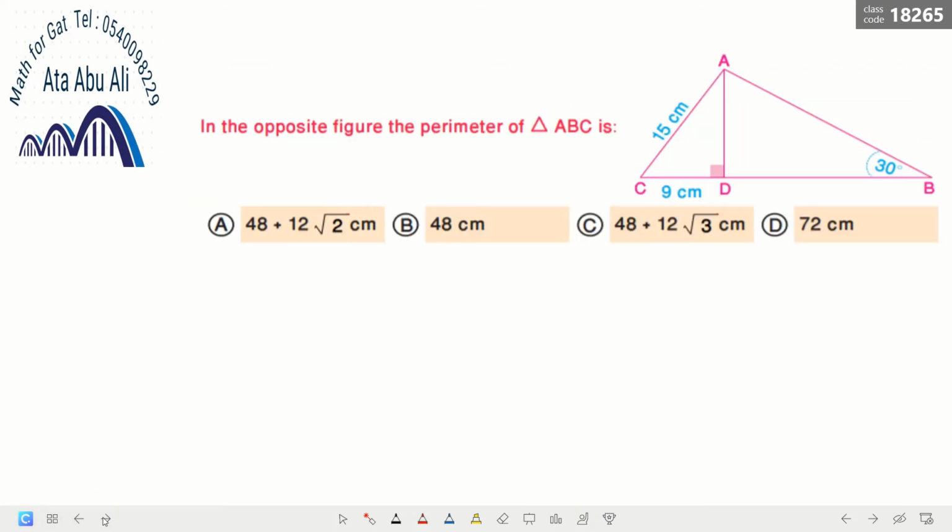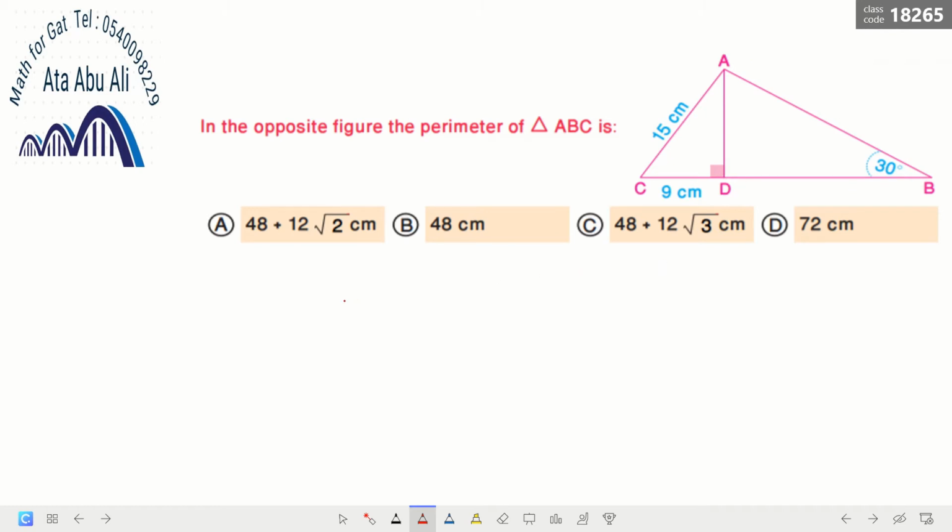In this question, we need to be very focused. Why? Because we have to use the Pythagorean theorem and we have to use another formula of the 30-60 triangle. So here, as you see, this is a right triangle, and the hypotenuse is 15 and one of the legs is 9, so we have to find AD to get AB and DB.